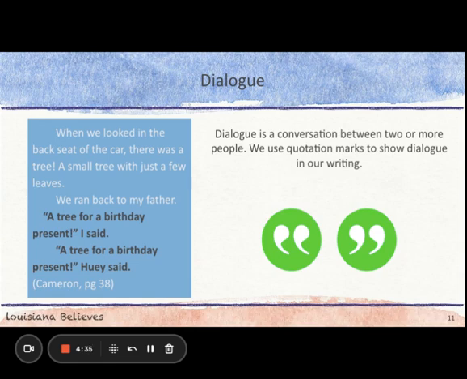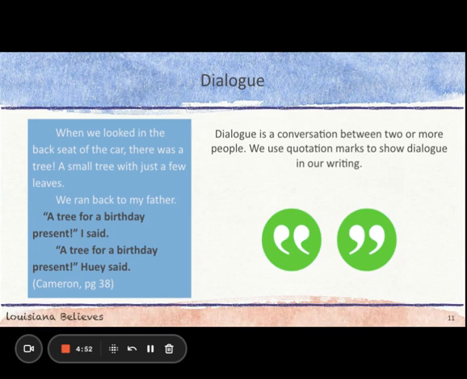"When we looked in the back seat of the car, there was a small tree with just a few leaves. We ran back to my father. 'A tree for a birthday present,' I said. 'A tree for a birthday present,' Huey said."